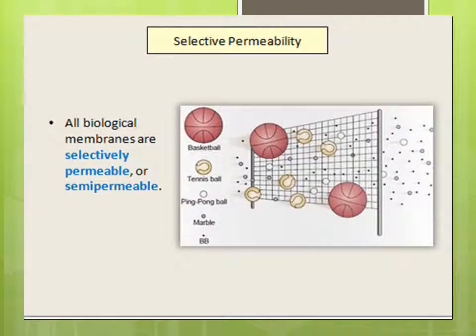All biological membranes are selectively permeable or semi-permeable, and here you can see they let some things through. They let the ping pong ball and the marble and the BB go through, but the tennis ball and the basketball can't fit through the net. It's the same sort of idea. It will let some things through, but not everything.